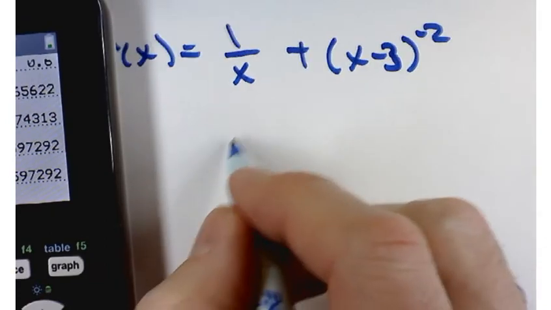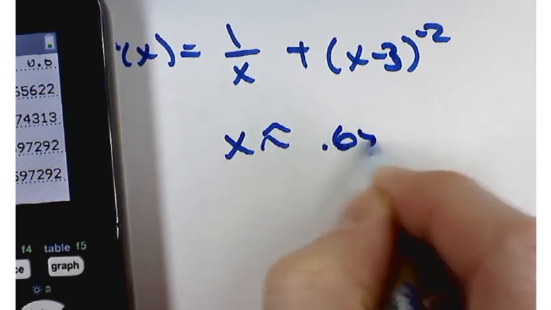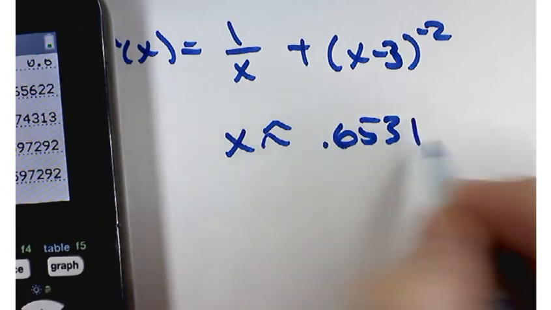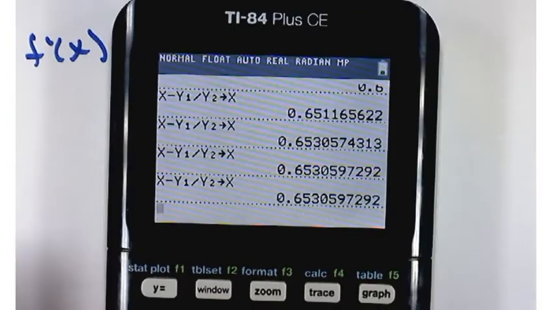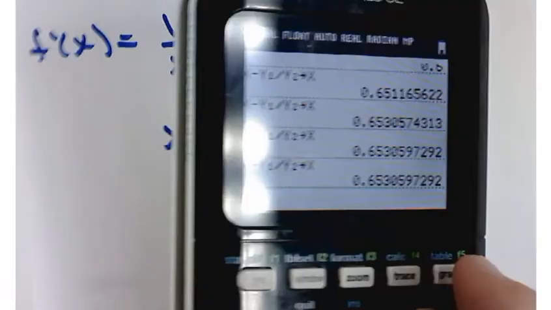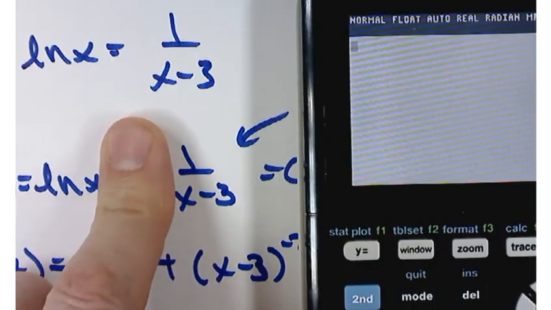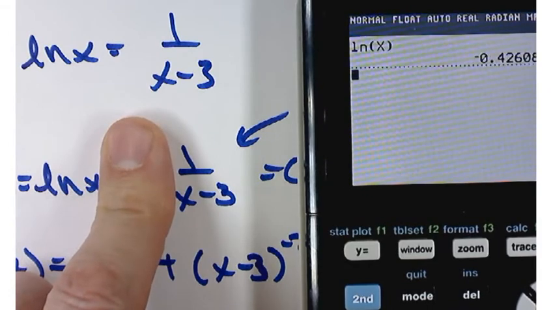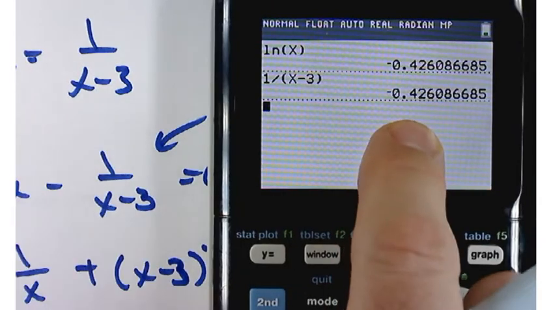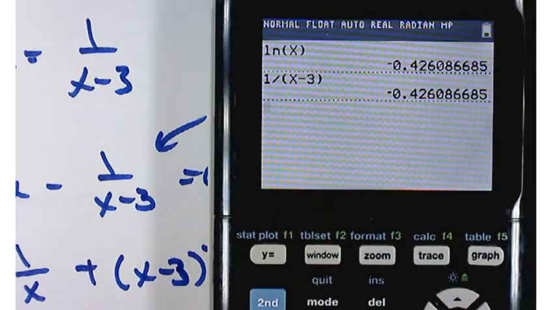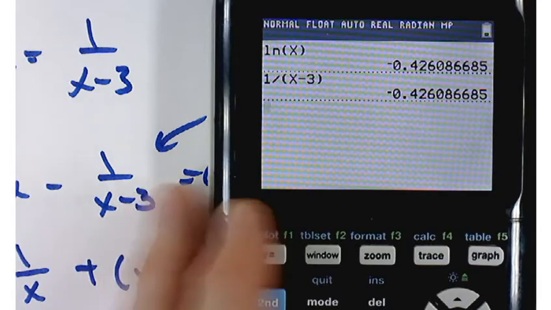All right. So let's see here. Overall, the answer is x is approximately 0.653, call it 1. You can check that, by the way. You can check that you got it right, because we should be able to do ln of x on one side, ln of x here, and compare that to 1 divided by parentheses x minus 3 on the other side, and wow, we get the exact same thing both times. So it's nice that you can double check your work like that.